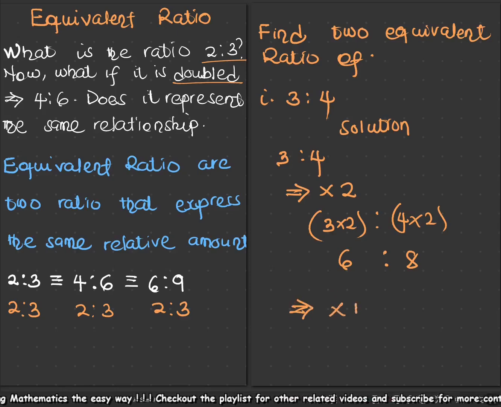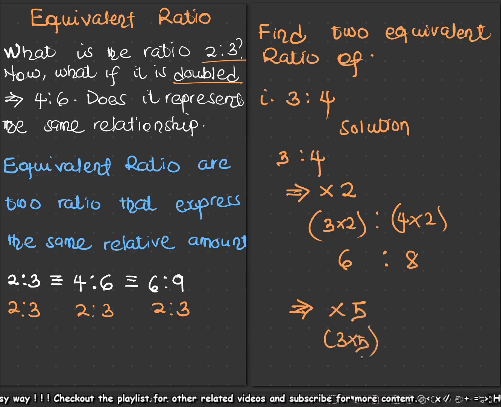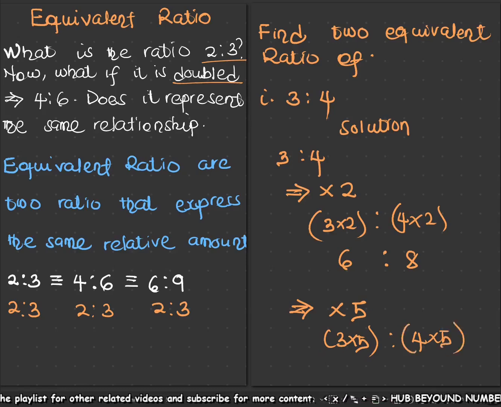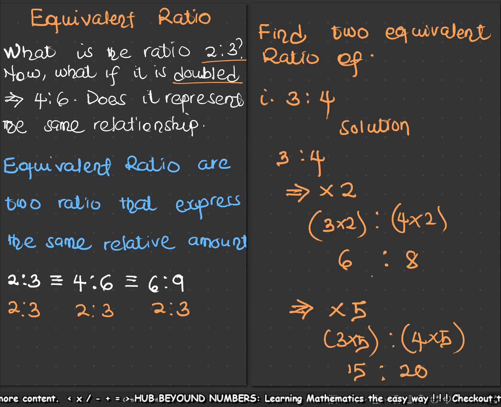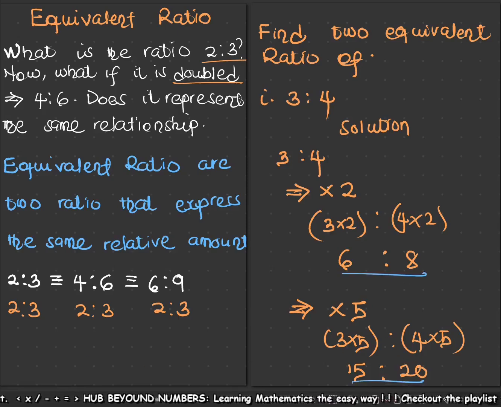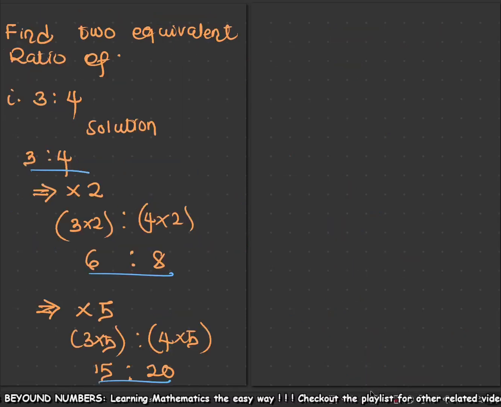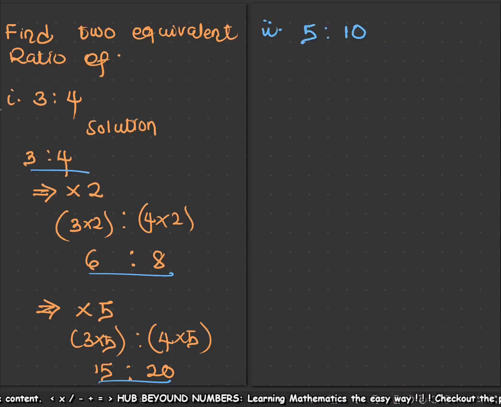So if I want to multiply by 5, then I'm going to get 3 times 5 is to 4 times 5. And 3 times 5 gives me 15. So we have 15 is to 4 times 5, which gives me 20. And we would say that all these, this one, this, and then this over here, they are all equivalent.